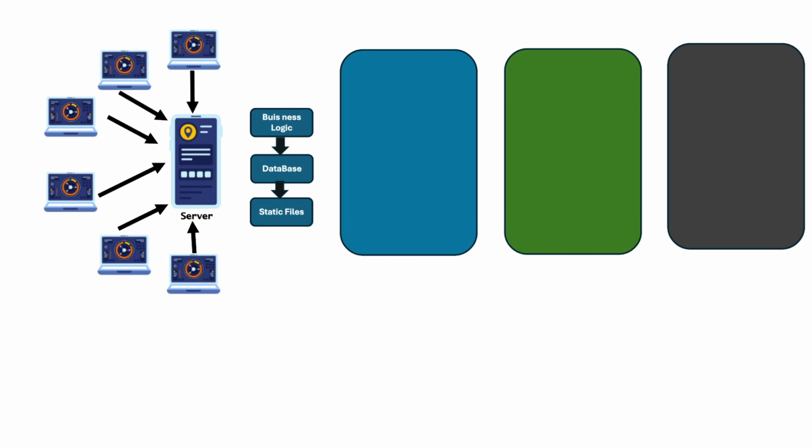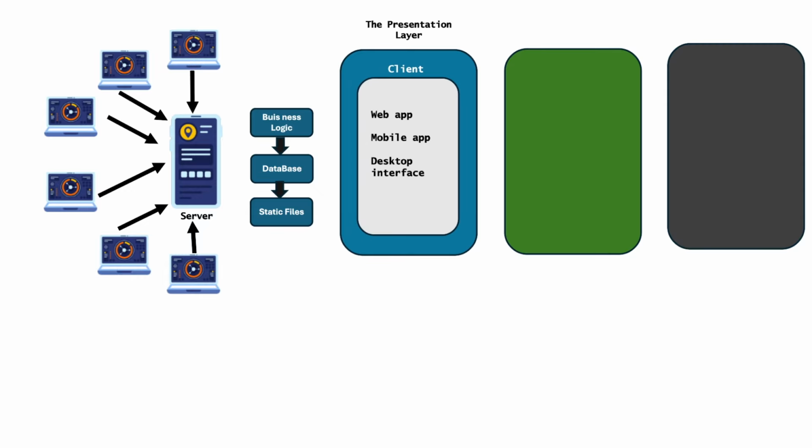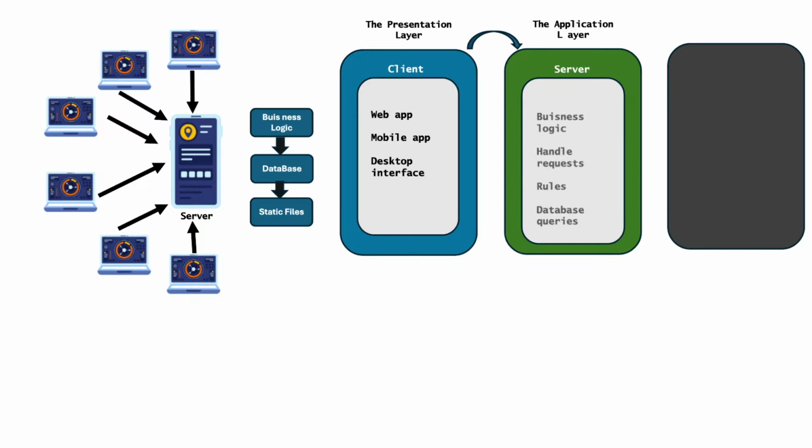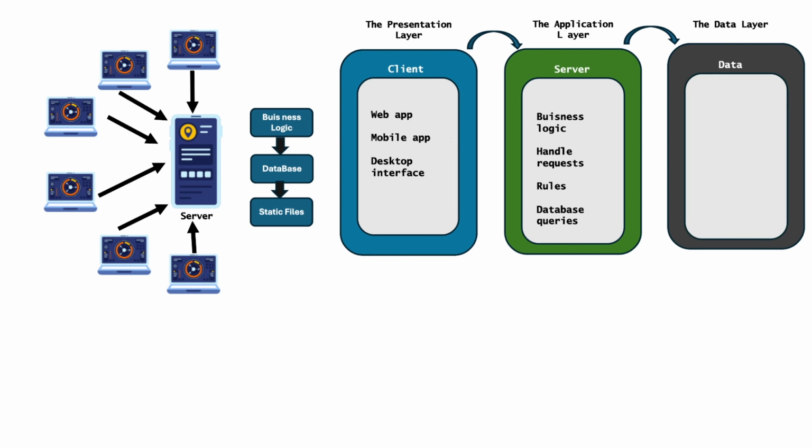The presentation layer. This is the client, your web app, mobile app, or desktop interface that users interact with. The application layer. This is the middle layer, the server or backend where your business logic lives. It handles requests, applies rules, communicates with databases, and coordinates other services. The data layer. This is where information is stored, usually in a database like SQL Server, PostgreSQL, or MongoDB.